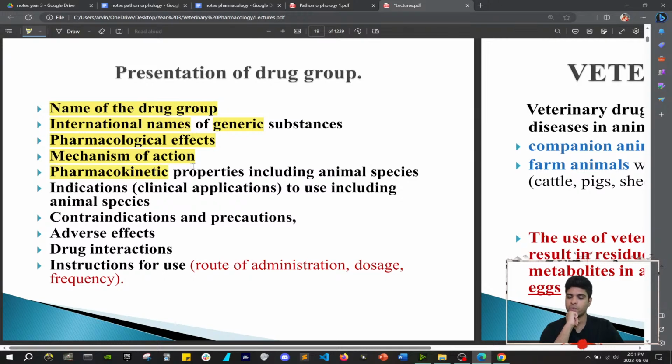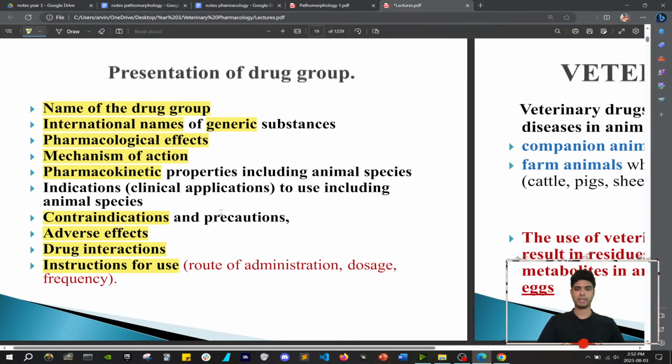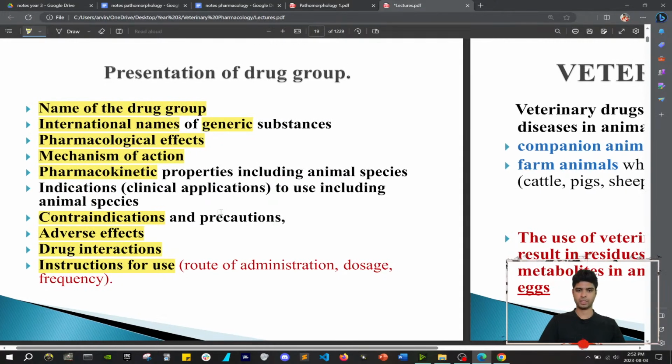Pharmacokinetics, which we know: absorption, distribution, metabolism, and excretion, and then indications, contraindications and precautions, adverse effects, which is very important, drug interactions, instructions for use. Contraindications, I think, are like some contrast agents used in radiographs to see if there is any problem or obstruction.